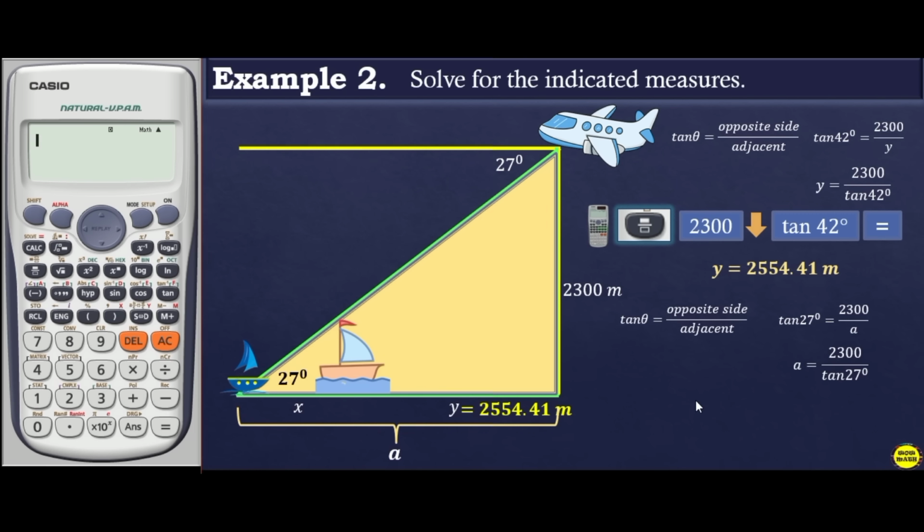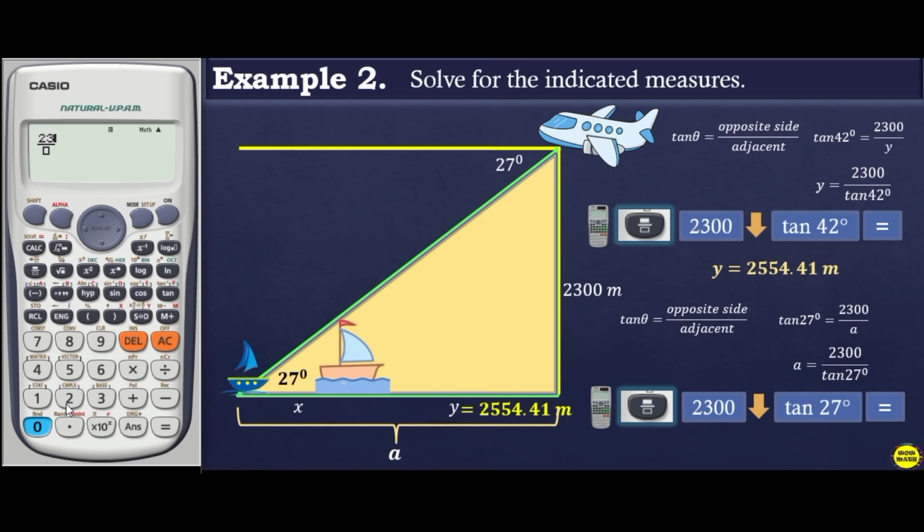Okay, ito po siya. So, click po natin yung ating fraction bar. And then, type 2,300. Arrow down. And then, tangent 27. And then, close. Click equals. Okay, so since 2 decimal places tayo, to the nearest hundredths, pero since 00 na po ito, whole number na siya. So, we have 4,514 meters. So, ibig sabihin, ito pong length ng A natin is 4,514 meters.